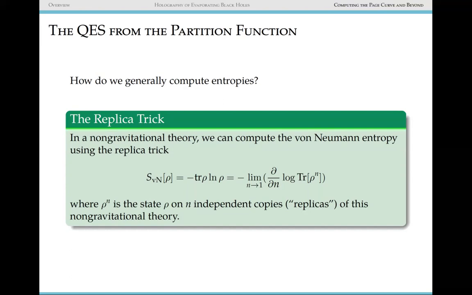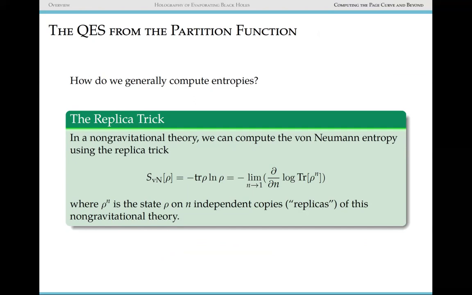Now, this is a little bit uncomfortable because here you think of n as an integer. You introduce n copies of your system. Rho to the n is the state rho on n independent copies of your system. They're called replicas. You replicate your system n times, and then you have to ignore the fact that n is an integer, analytically continue n to the reals, and then take a derivative with respect to n and the limit as n goes to 1. You might say this sounds really sketchy, but you can check Carlson's condition and make sure that this is a unique analytic continuation in most cases. So this is at least somewhat well defined.